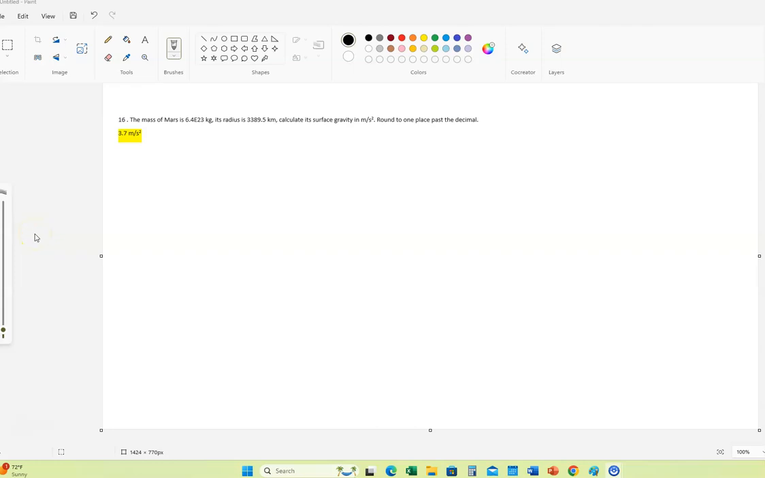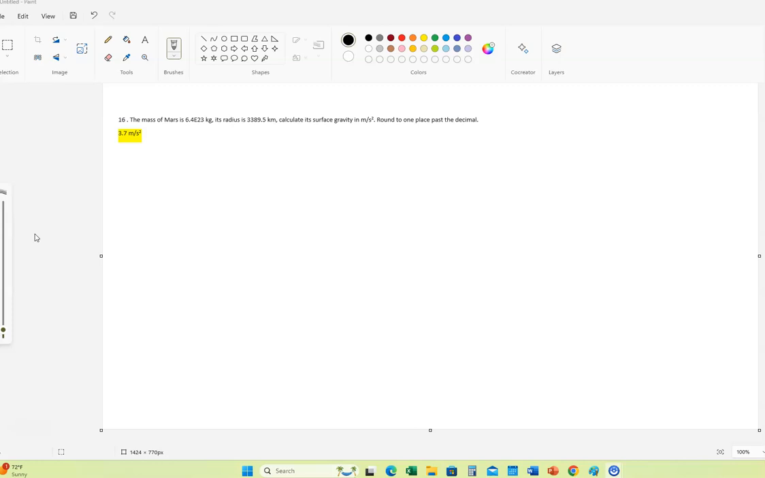All right, here's problem number 16. Very similar to problem number 15, but this is for Mars. They give us the mass of Mars. They give us the radius in kilometers. It says calculate the surface gravity in meters per second squared, round to one place past the decimal.